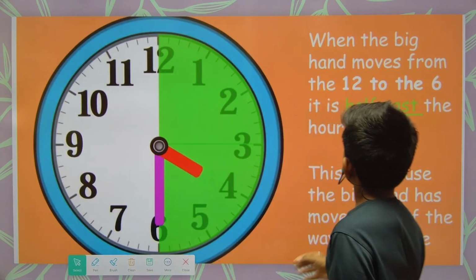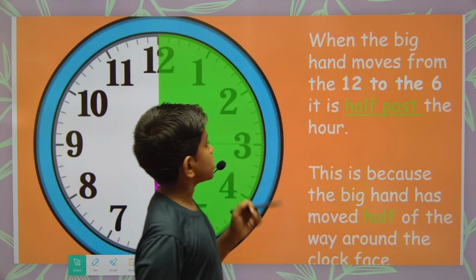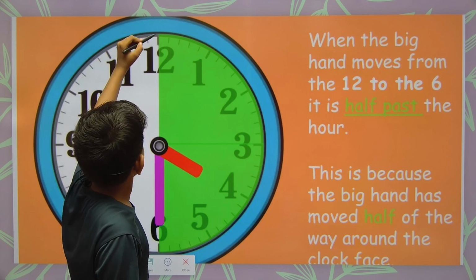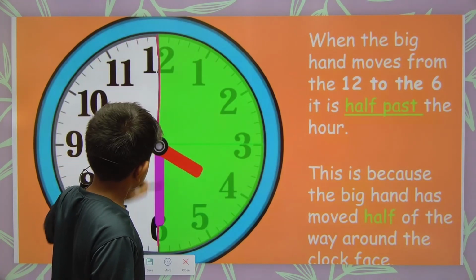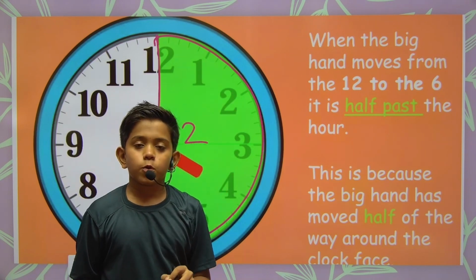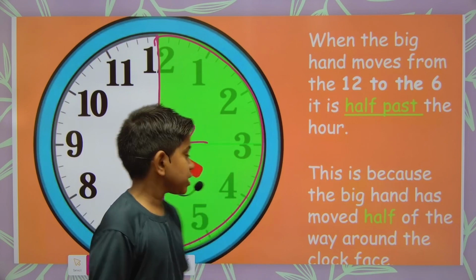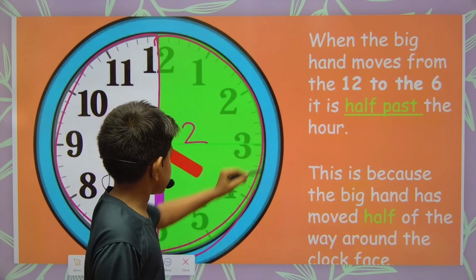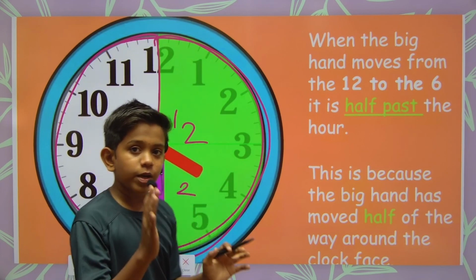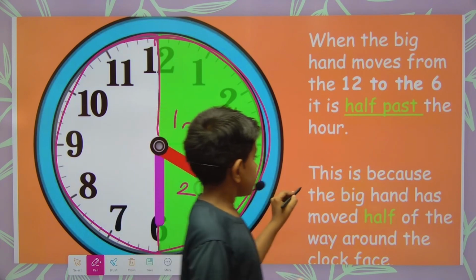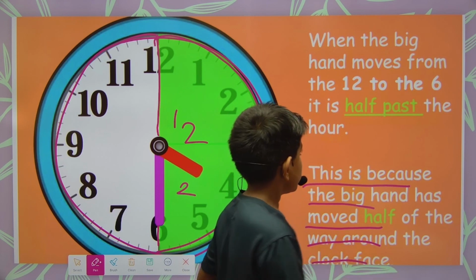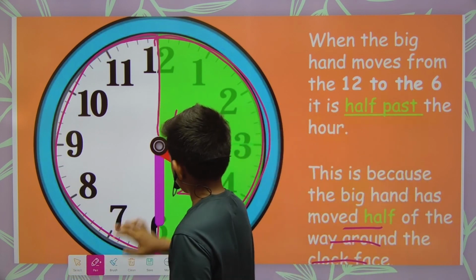Next, when the big hand moves from 12 to 6, it is half past. When the hand moves from 12 to 6, it is two sections. Okay, when it moves from 12 to 6, it is half past, because half of the clock face is completed. First and second part, so a half is completed. This is because the big hand has moved half of the way around the clock face, so it is called half past. Okay.